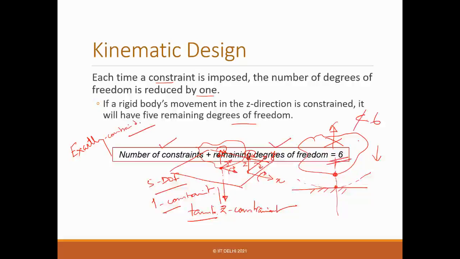Right? If you do the analysis and realize that the number of constraints plus remaining degrees of freedom is less than 6, it means there is something wrong in your analysis and maybe you are not able to see or recognize that. So better find it out.